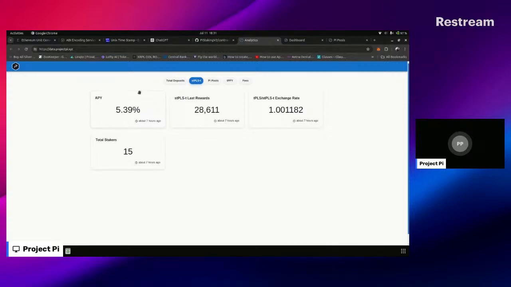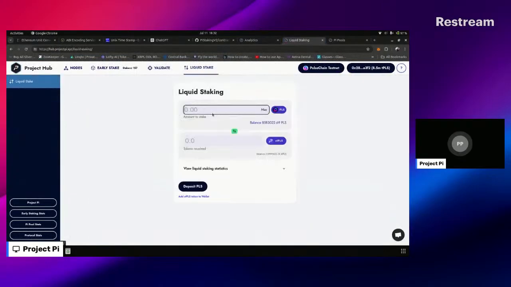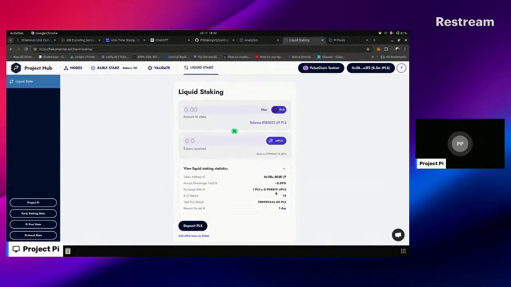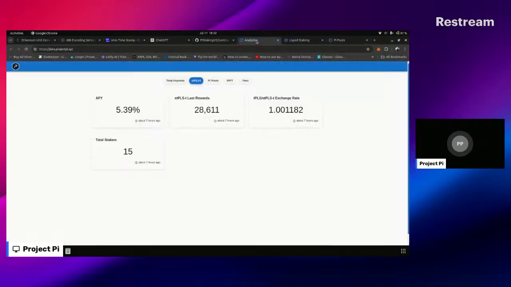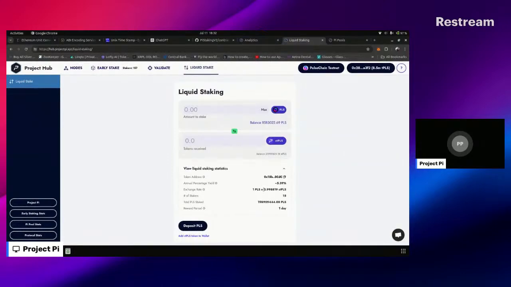Even still, just seeing the APY on the protocol for testnet, 5.39%. Total stakers is at 15, and then the T-Pulse to ST-Pulse-T exchange rate is 1.001182. We can go to liquid stake and see how that translates, and it should be fairly consistent. The exchange rate here is the same. It corresponds to this value here. It's just swap. That's all. But 15, and then the total amount.